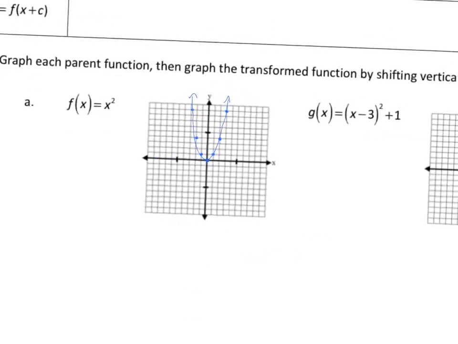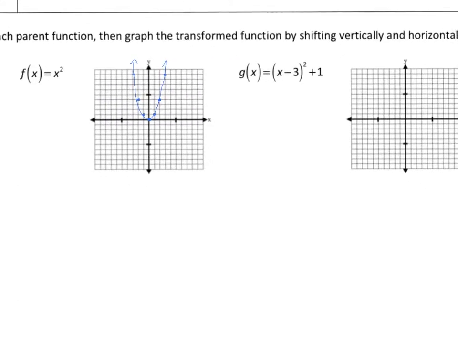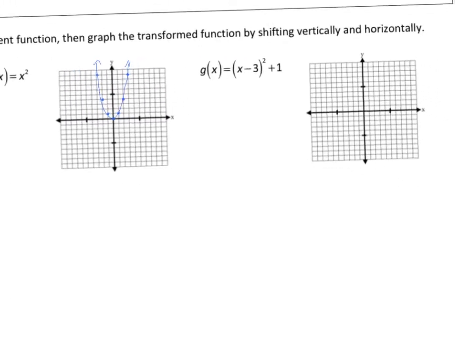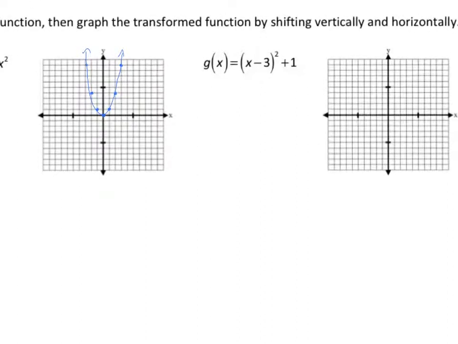So if we want to shift this function according to this transformation right here, the minus 3, we would think that would shift to the left 3, but it actually goes to the right 3. And the plus 1 is up 1. So all of the points on this parabola are going to go right 3 and up 1.